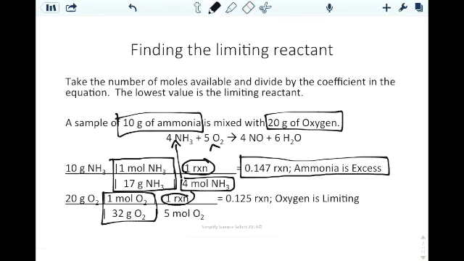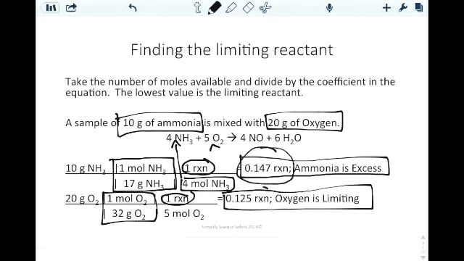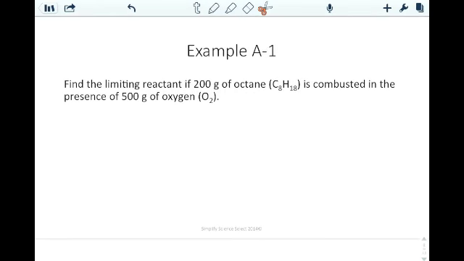0.174, and I get a value of 0.125. And so this is how much is needed, or we have, in our reaction. Now, whatever we have less of, right here, we have less. So oxygen's the limiting, ammonia is in excess. All right, so let's look at our first example.